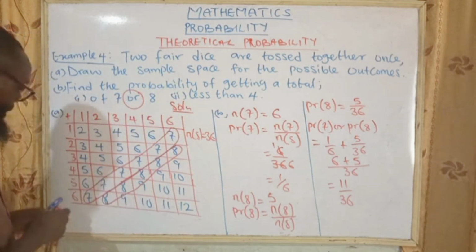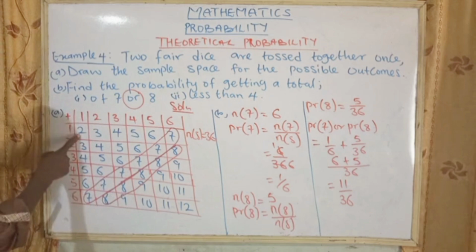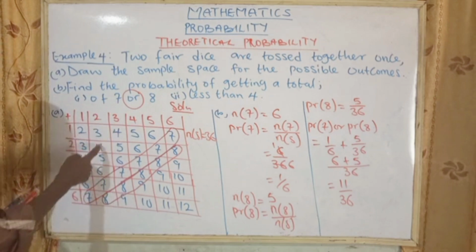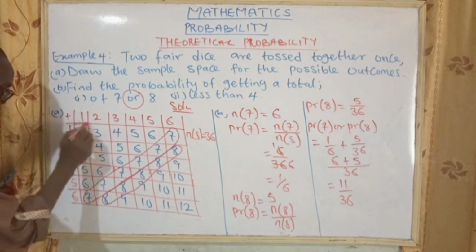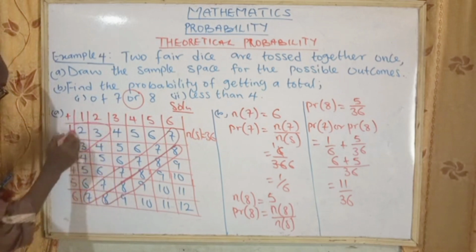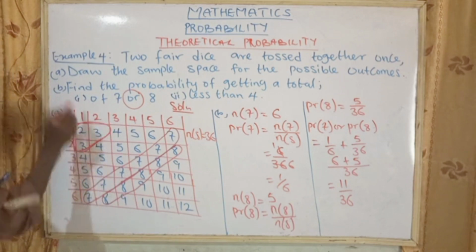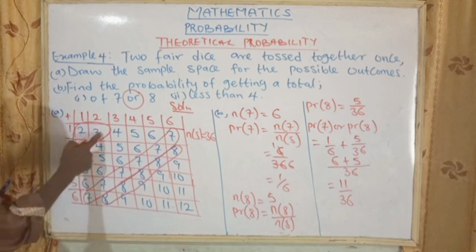Number less than 4 in this place. 2 is less than 4. 3, 4, 2, 3, 3. So which means this circle this way, they are the numbers less than 4. So how many do we have there? 1, 2, 3.